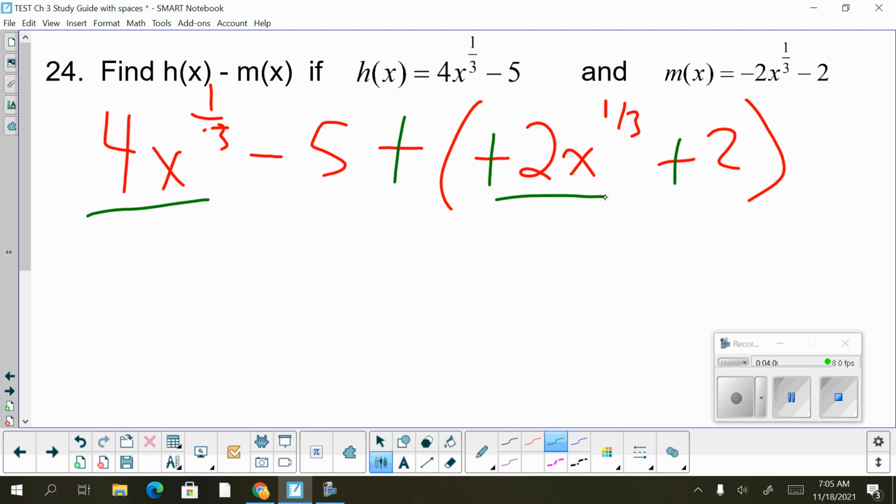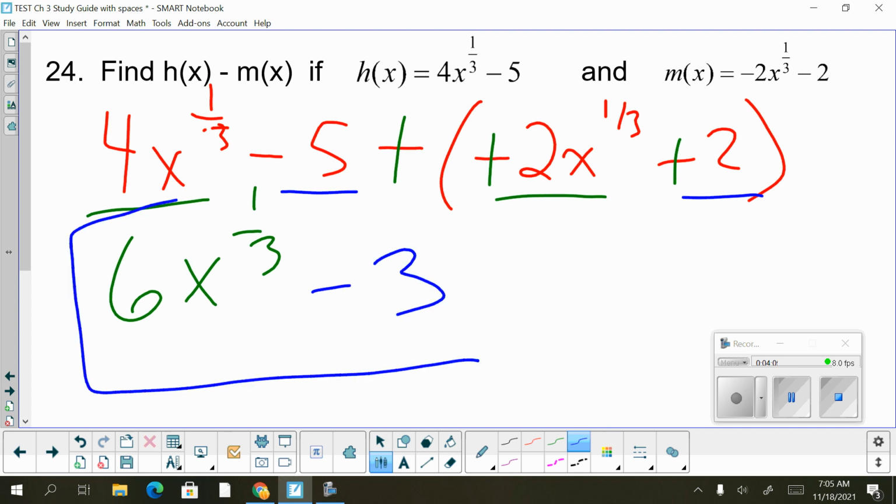These two are like terms. That's going to be 6x to the 1/3. And then these two blue ones are like terms, so that's going to be -3. 6x to the 1/3 minus 3.